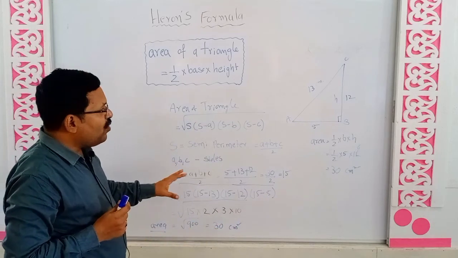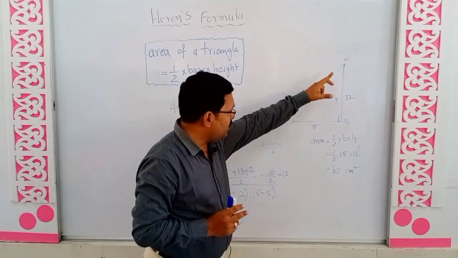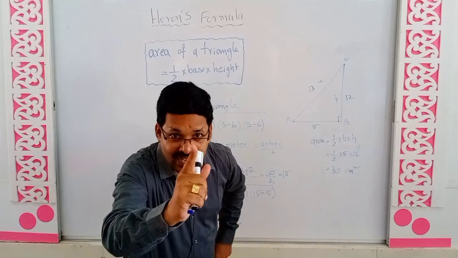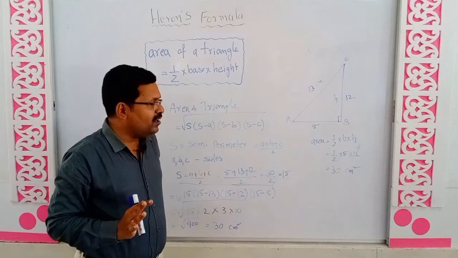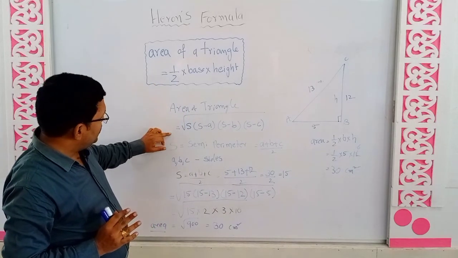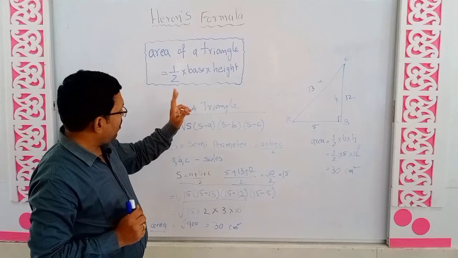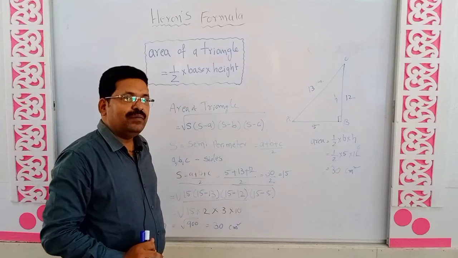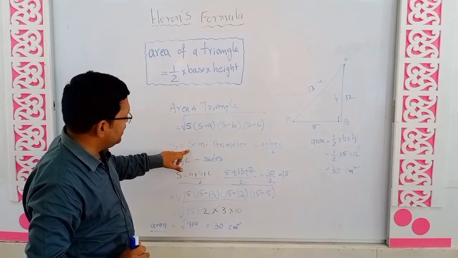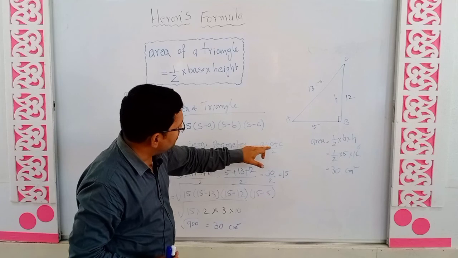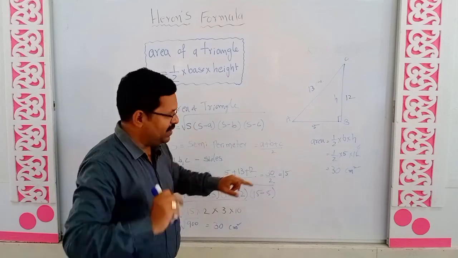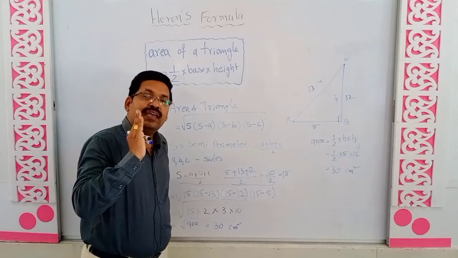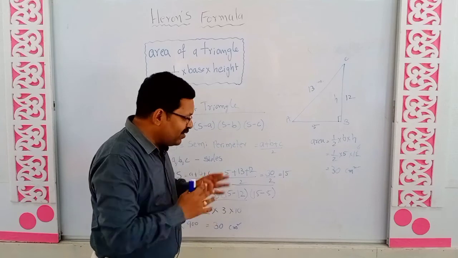That means without knowing the height, if we know the three sides of a triangle, we can find out the area of the triangle using the formula. Area of the triangle is equal to square root of s into s minus a, s minus b, s minus c, where s is the semi-perimeter. What is the meaning of semi-perimeter? All the sides, a plus b plus c, by 2. This is called semi-perimeter. So you got s, you got a, b, c, then you can find out the area of a triangle.